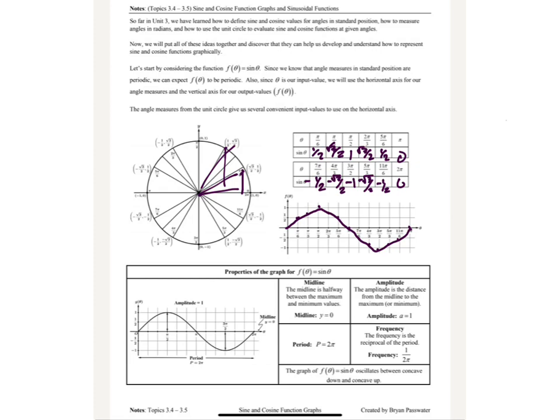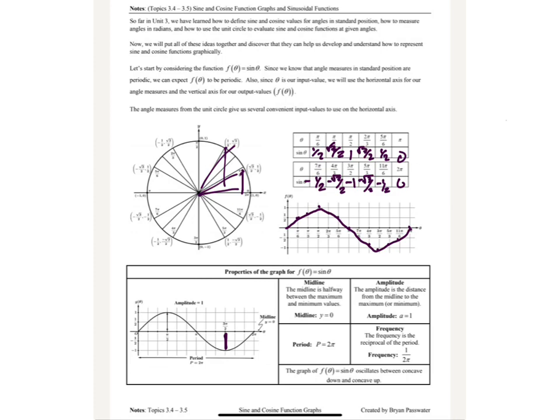Amplitude is the distance from the midline to the maximum or the midline to the minimum. Remember that for amplitude, we use absolute value. So even if I know the distance from the midline down is negative, I'm still going to use a positive number to represent amplitude.